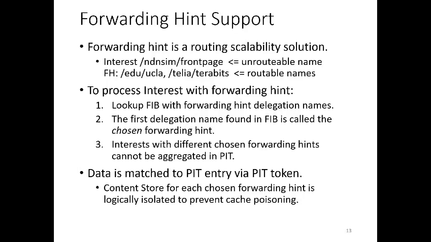And also interests with different chosen forwarding hints cannot be aggregated in the PIT. This is to avoid a scenario similar to cache poisoning. And then the data will be matched to the PIT entry using the PIT token. So I know which forwarding hint brought back the data because of the PIT token. And also to prevent cache poisoning, the content store of each chosen forwarding hint is also logically isolated. So if two interests have different chosen forwarding hints, they cannot aggregate, and they cannot be satisfied by cache at all.